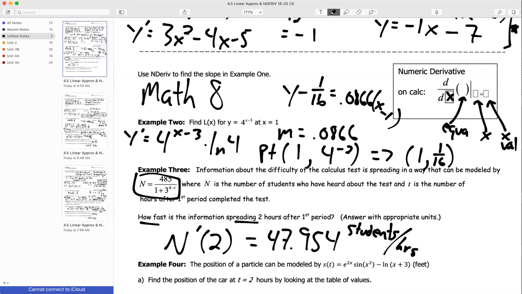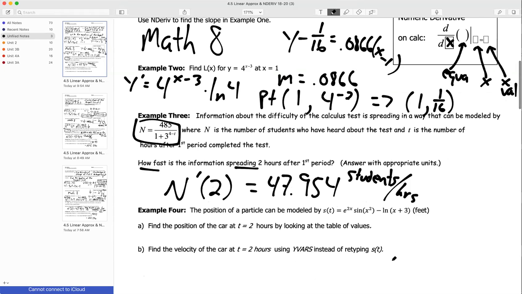Okay, so I have one more example now. Example 4. Example 4 says the position of a particle can be modeled by s of t is equal to e to the 2x sine of x squared minus the natural log of x plus 3, measured in feet. Part A, find the position of the car at t is equal to 2 hours by looking at the table of values. Part B, find the velocity of the car at t is equal to 2 hours.